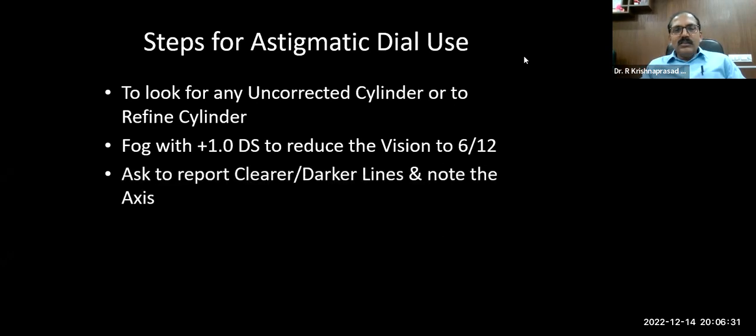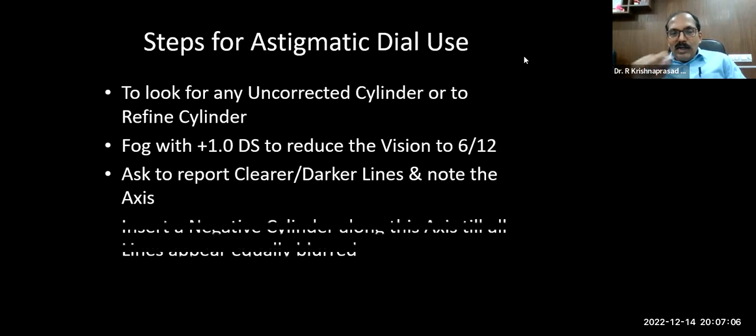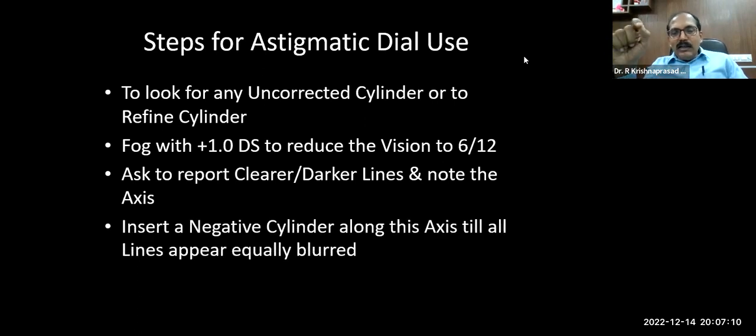So you fog the patient, then ask the patient to look at the astigmatic dial and report, of all the radiating lines, which are the clearer or darker lines. So some lines are darker because obviously there are lines on the astigmatic dial. When you put a plus 1 or 1.5, the vision drops to 6/18, so all the lines become blurred. But if he sees some of the lines clearer or darker than the others, you need to know on what axis they are clearer. That means there is a negative cylinder that you need to use along this axis till all the lines appear equally blurred or equally clear. So these are the whole steps of using an astigmatic dial.